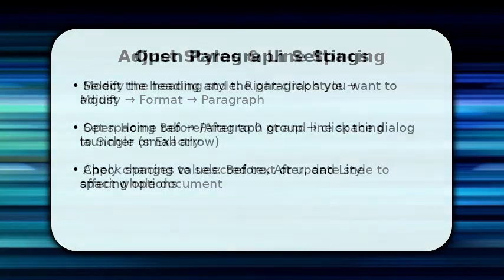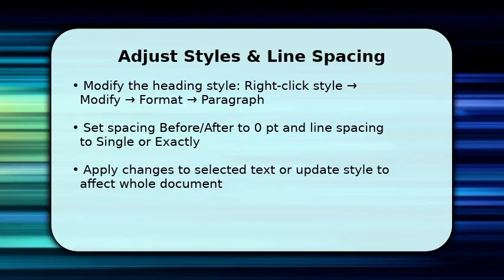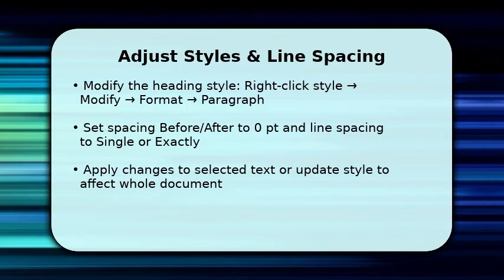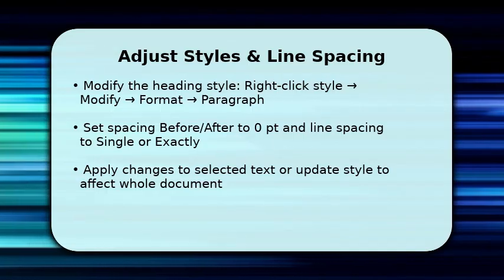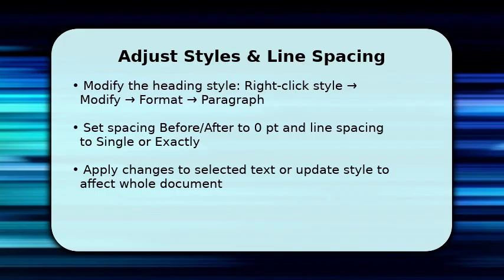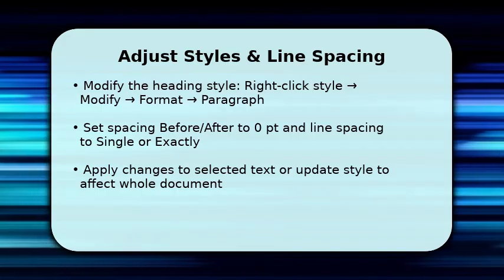Next, you modify the actual style so the fix persists. Right-click the heading style used, choose Modify, then Format, right arrow, Paragraph. There, set before and after to 0 pt and choose single or exactly line spacing to control vertical rhythm. Once done, update the style to match selection so every heading of that style follows the same spacing rule. Make sure to apply changes to the whole document or new documents based on your need. This prevents the gap from reappearing when you reuse headings.